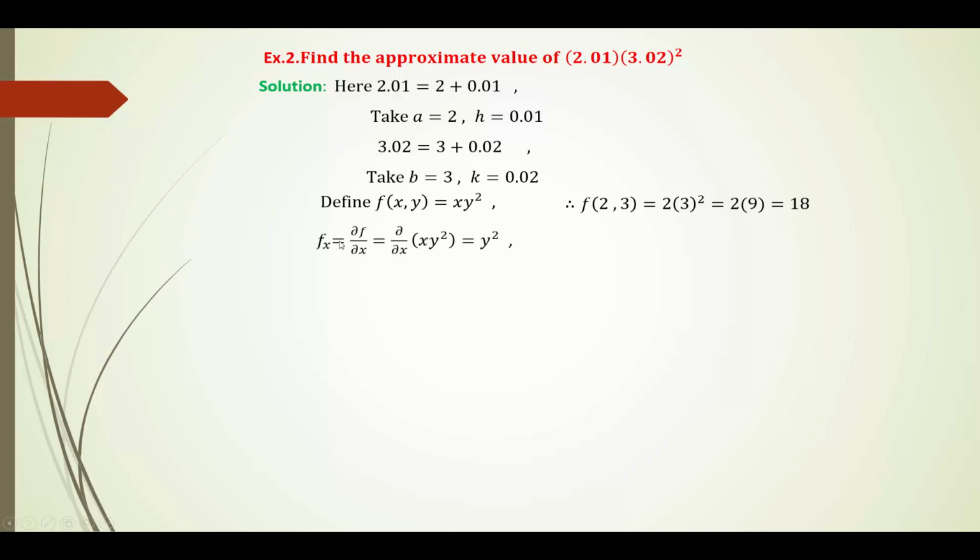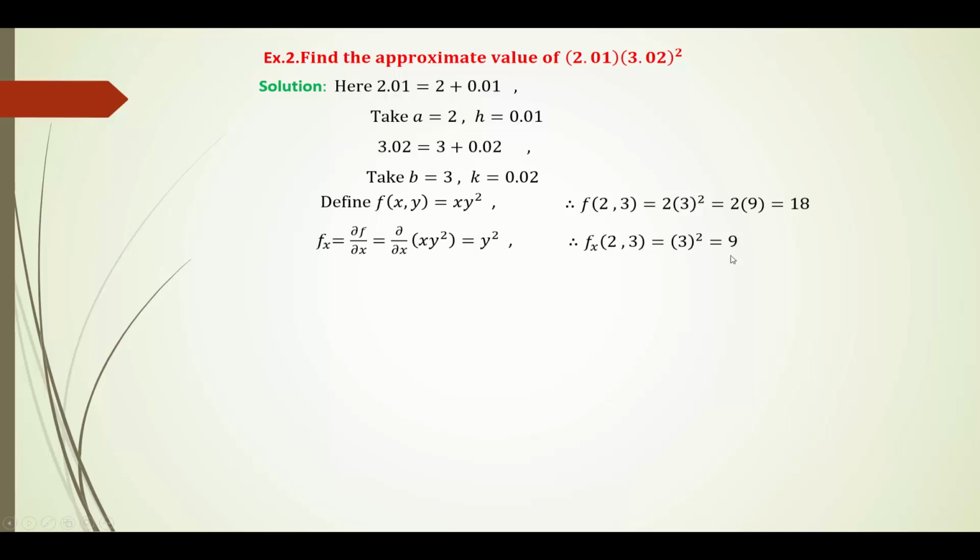Then find out fx. Fx means partial derivative of function f with respect to x, del f by del x. Derivative of x is 1 and y square is a constant, so derivative is y square. Now find out fx at point a b, 2 3. Fx 2 3: put x is 2 and y is 3, so 3 square is 9.